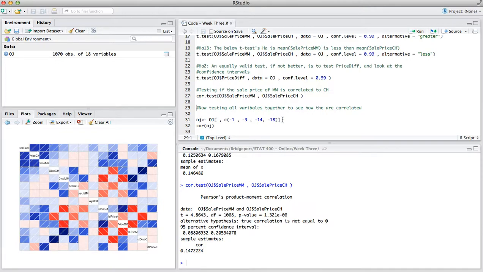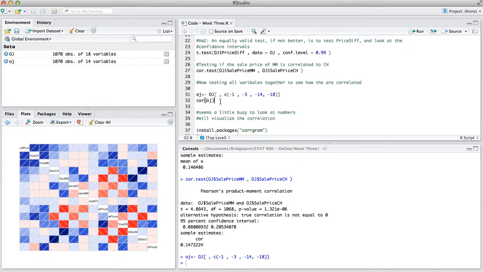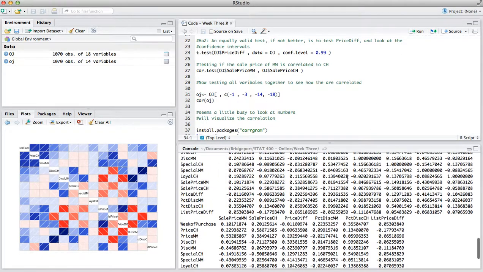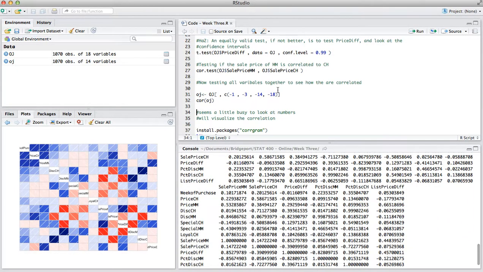Okay, moving on. Now, if I wanted to test all my correlations together, I would get all my variables that are continuous into this small OJ. If I run a correlation on OJ, I get all these numbers. It's hard to see which ones are big, which ones are small.